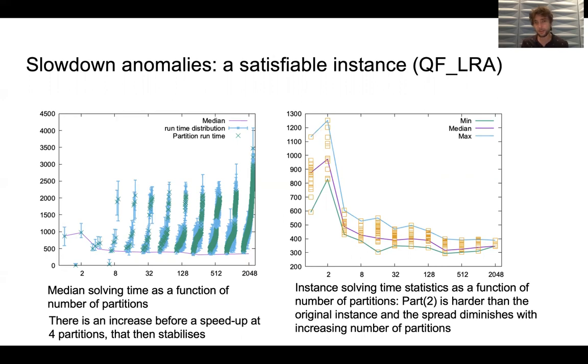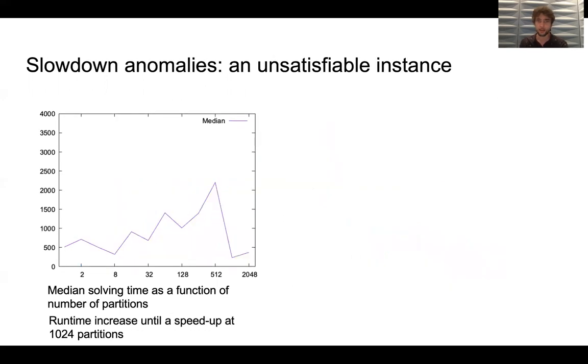Another interesting thing in here is that when we increase the number of partitions, it looks like the instance is indeed getting easier. But on top of that, the spread is also getting smaller and smaller. So we have this stabilizing effect in partitioning happening in here. So that was a satisfiable instance.